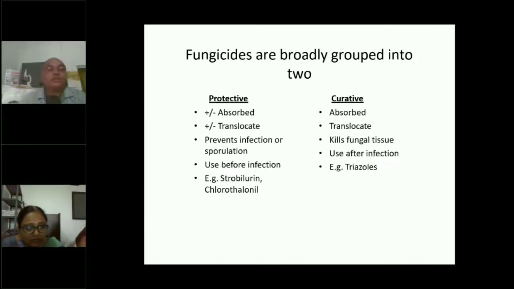And these are the different groups: some are absorbed, some are translocated, some prevent infection or sporulation, some are used before infection, like strobilurin that I have already mentioned. Strobilurin is a group which is derived from mushroom, and chlorothalonil. These are some protective fungicides. And in curative also, some are absorbed, some translocated, some kill fungal tissues, used after infection. The examples are difenoconazole, tebuconazole, propiconazole, hexaconazole. All these triazole groups come under these curative fungicides.